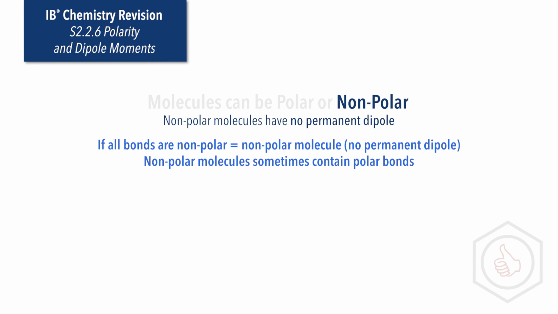If polar bonds in a molecule are arranged symmetrically, dipoles cancel out and the molecule is nonpolar as a result. For example, in carbon dioxide, CO2, each carbon-oxygen bond is polar because there's a large difference in electronegativity between the carbon and oxygen, with oxygen having a partial negative charge and carbon having a partial positive charge. But because the molecule has a linear shape, the dipoles of each bond cancel out, so there's no overall dipole, so it's a nonpolar molecule.